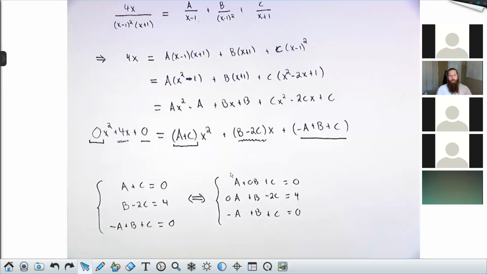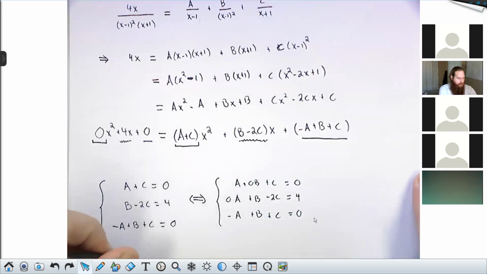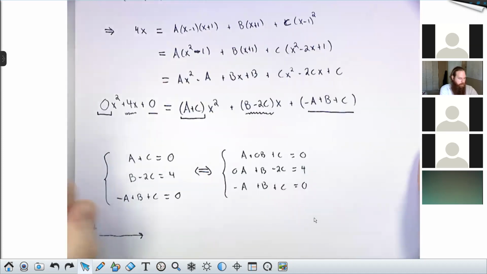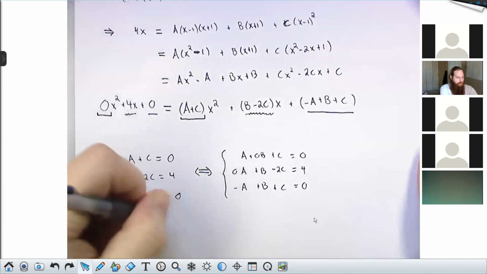I strongly recommend elimination. So if I add row 1 to row 3, the a's will go away. So my first move here would be to say my new row 3 is my old row 3 plus my old row 1. And I'm just changing row 3. These are row operations. So rows 1 and 2 stay the same.